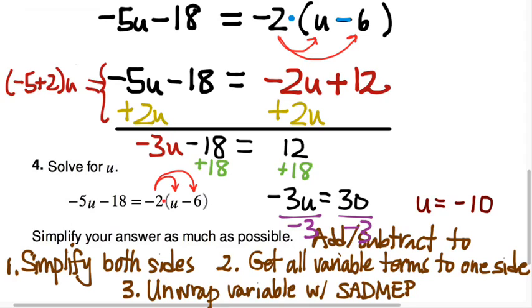So simplify both sides completely. That's what we did here at the top. Then collect all the variable terms to one side by adding or subtracting. So here I added 2u to both sides to make the u's go from both sides to just the left side. And then, reversing the order of operations, we'll unwrap the value of that variable.